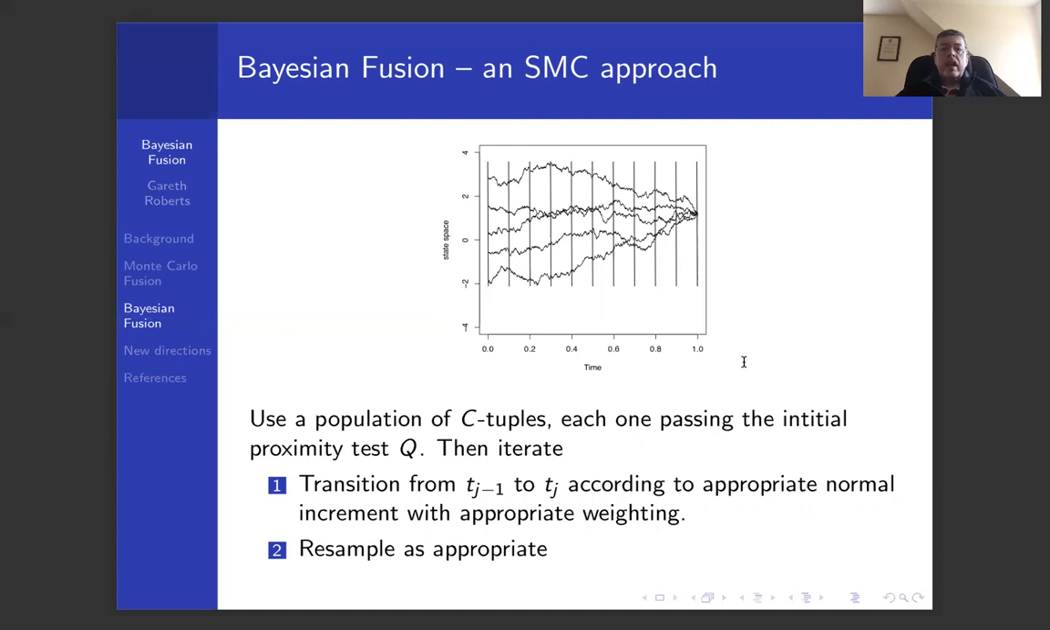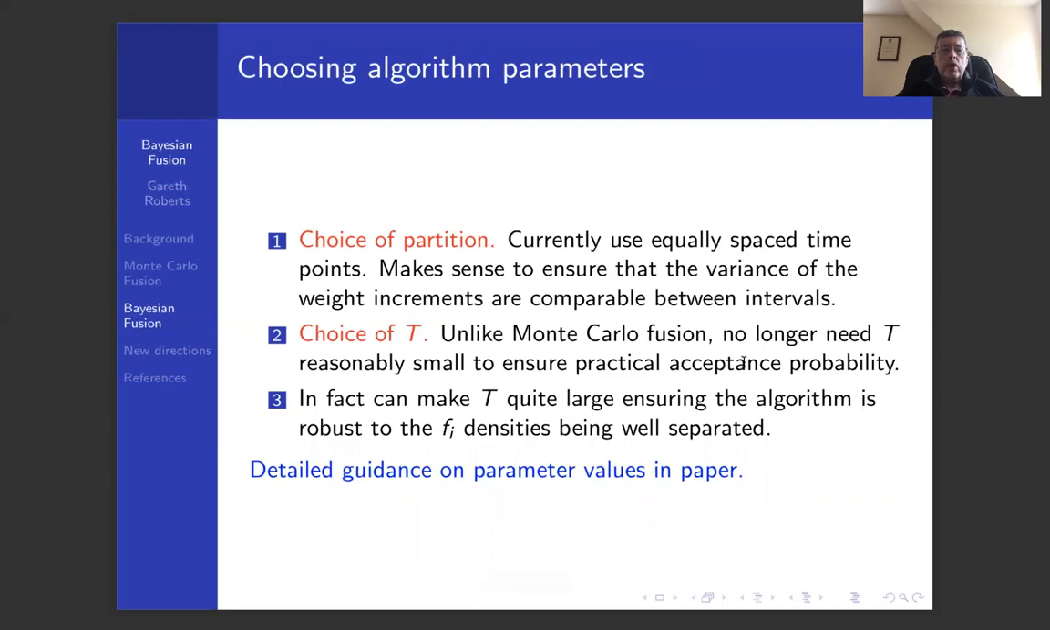So there's a lot of details behind this, which I'm not going to go into. All the details are available in the paper. There are a lot of tuning parameters. We need to be able to choose the partition carefully. If we choose a partition where the t_j minus t_{j-1} are typically too large, then the SMC algorithm will have weights which grow out of control very rapidly. Conversely, if they're too small, then the algorithm will be very slow because it has too many steps.